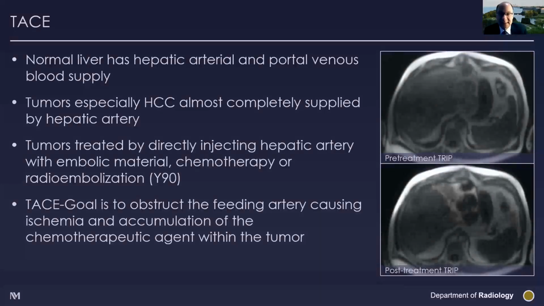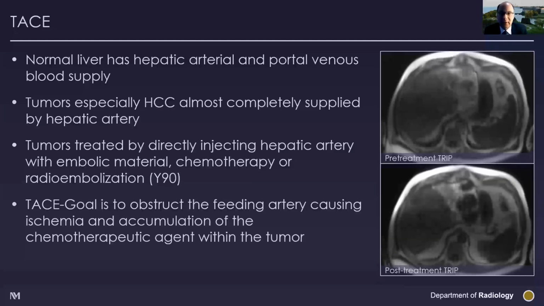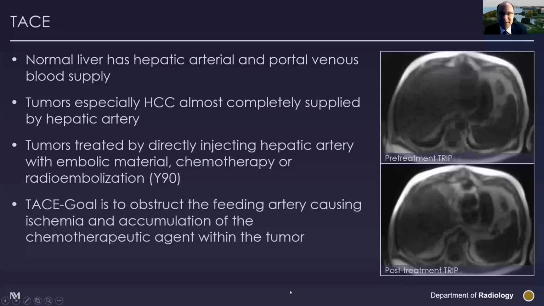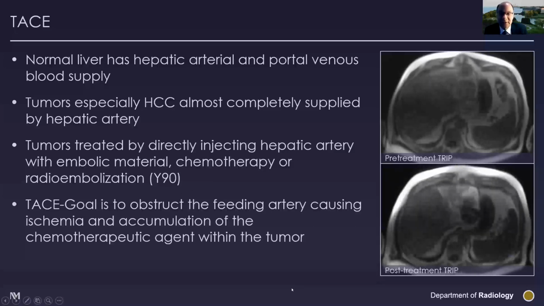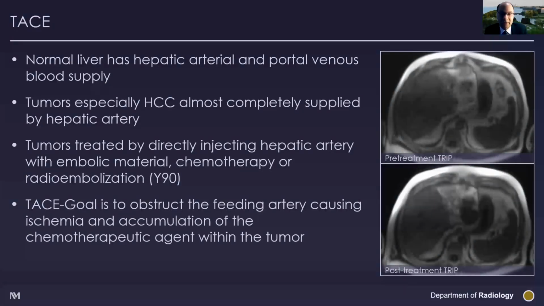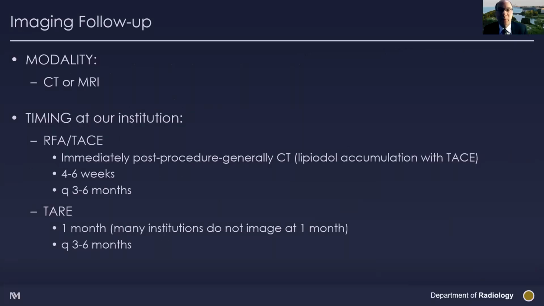And the way the chemoembolization works is that the tumors are treated, as illustrated here, by injecting the hepatic artery with embolic material, chemotherapy, and radioembolization is another method. And the goal of chemoembolization is to obstruct the feeding artery, causing ischemia and accumulation of the chemotherapeutic agent within the tumor.